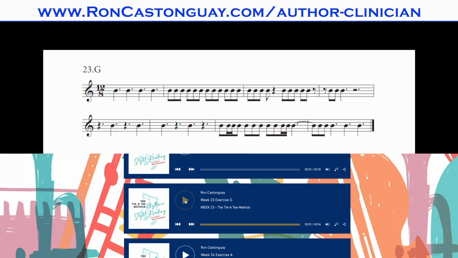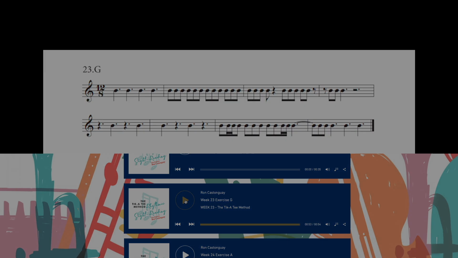Okay, there's exercise 23G. So maybe we made some mistakes, maybe we didn't, maybe we got it all right. I think when I performed it, I might have been dragging or slowing down a little bit. But either way, I think we got all the rhythms right now. The question is, did you perform exercise 23G on your instrument? If you have not done that yet, please do that now before moving on.